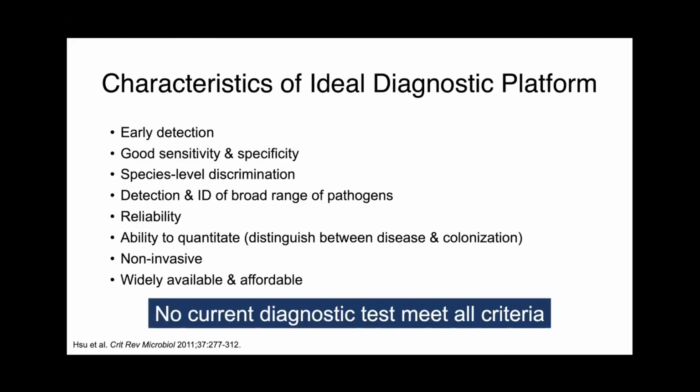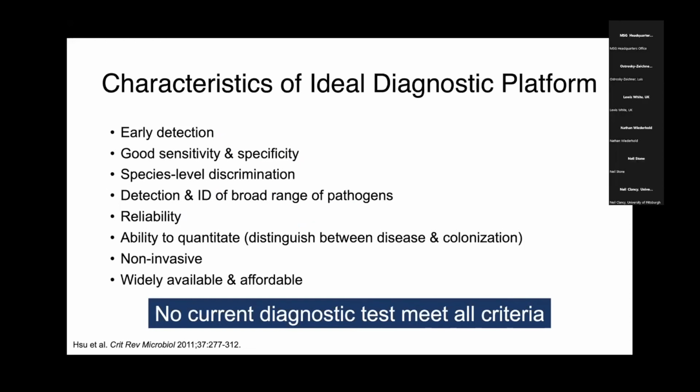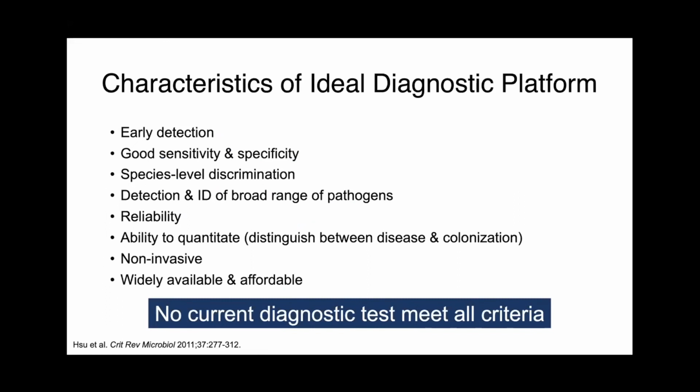Now, finally, what I would like to leave you with are the characteristics of an ideal diagnostic platform. These include early detection, good sensitivity and specificity, as well as species level discrimination, the detection and identification to the species level, if possible, of a broad range of pathogens. They need to be reliable and reproducible, as well as have the ability to quantitate in order to distinguish between disease and colonization. If possible, it'd be great if they were non-invasive, as well as widely available and affordable.